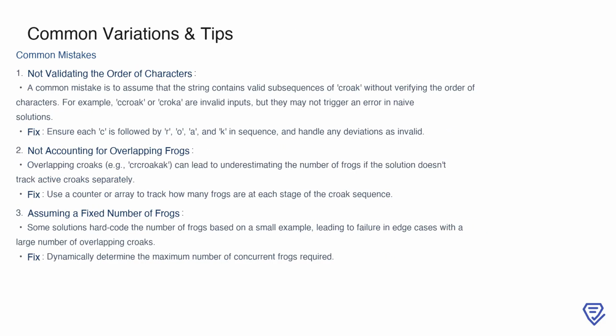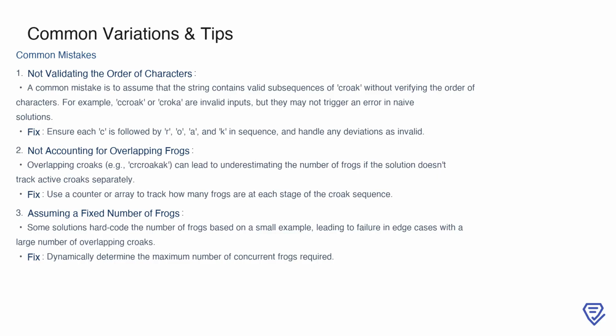A common mistake when solving this problem is not validating the order of characters in the input string. For instance, sequences like croak or croca are invalid because they don't follow the correct order of C, R, O, A, K. Solutions that fail to enforce this sequence might incorrectly consider these inputs as valid. To address this, you should ensure that each C is followed by the appropriate characters in the correct order, and any deviation should immediately mark the input as invalid.